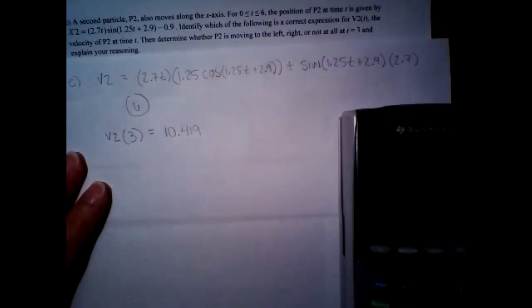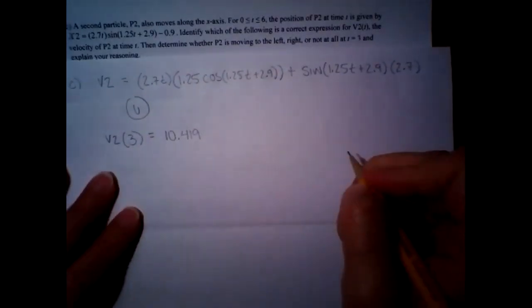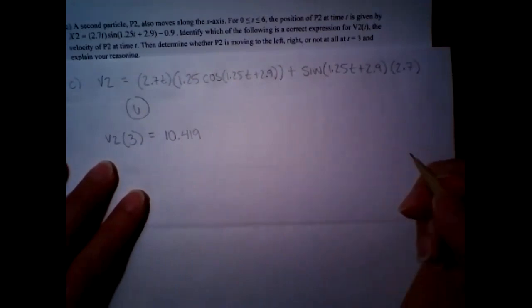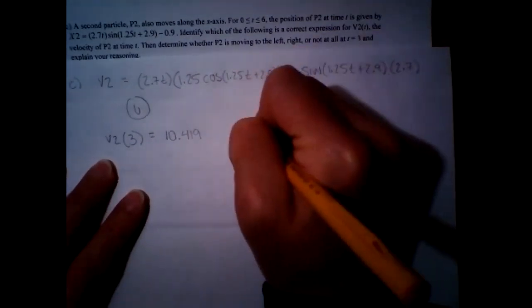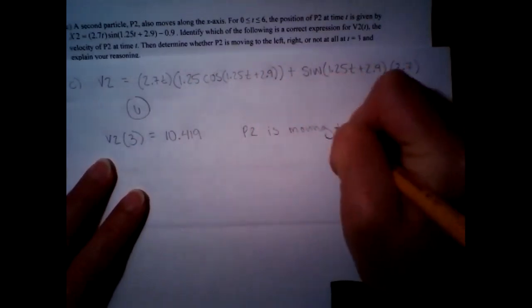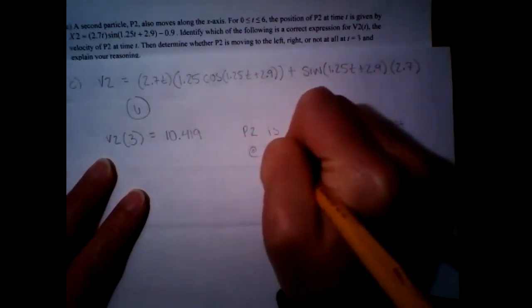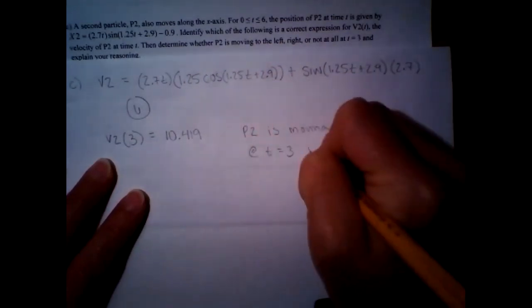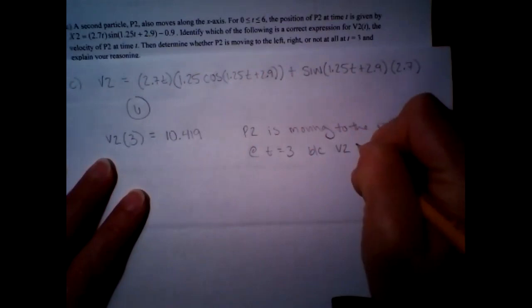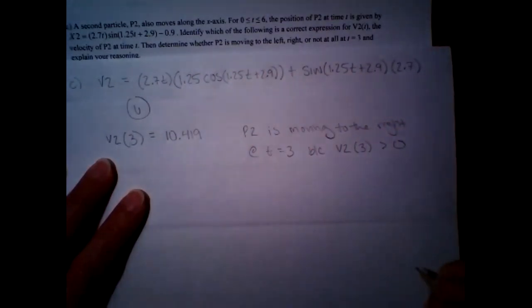But the point is that it is positive. So they asked moving left, right, or neither. If this comes out positive, that means moving to the right. Positive velocity means moving to the right. So P2 is moving to the right at time 3. That's what we plugged in, because the velocity at 3 is greater than 0. You could say it is positive there, however you wanted to word that.